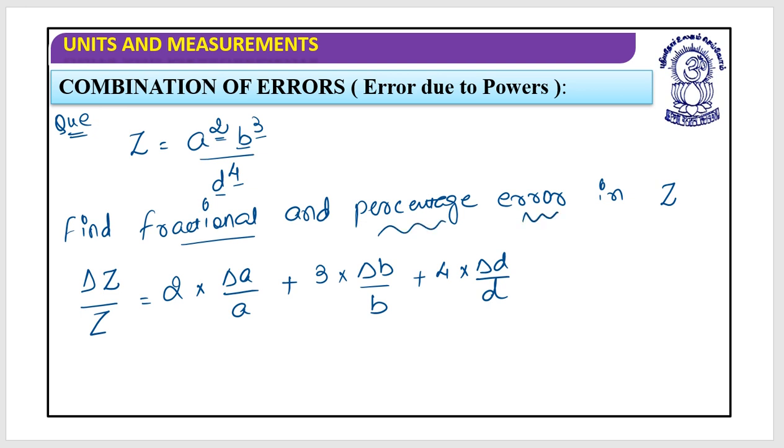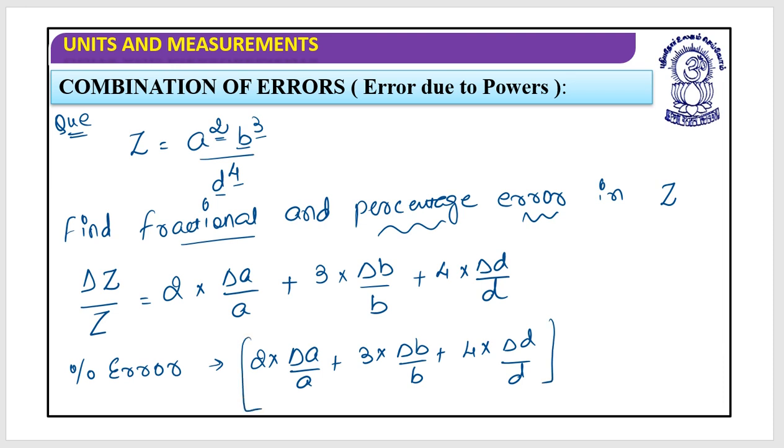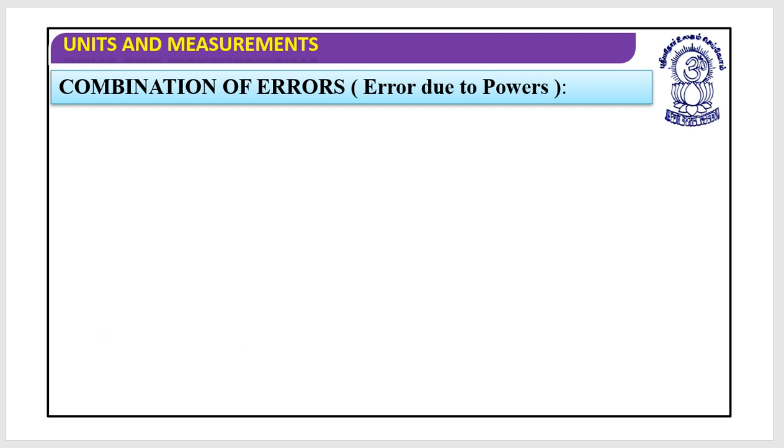Now let's move to the percentage error. What I need to do is just multiply this with 100. So this is 2 into delta a by a plus 3 into delta b by b plus 4 into delta d by d. This whole bracket would be multiplied by 100 and the things will be done. Yes, are you clear with this? Are you clear? Yes, absolutely. 100%. Okay, let's move to the next question.